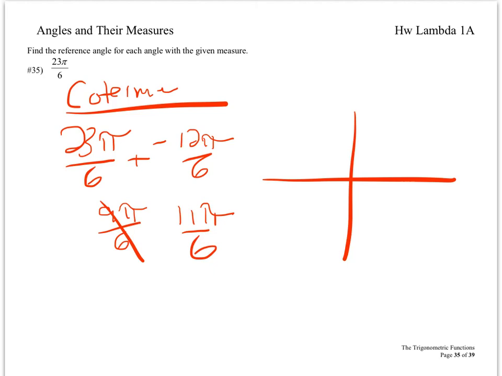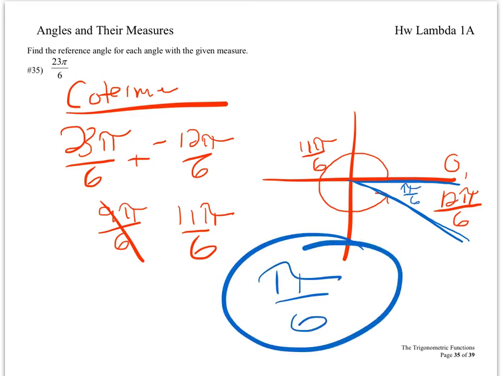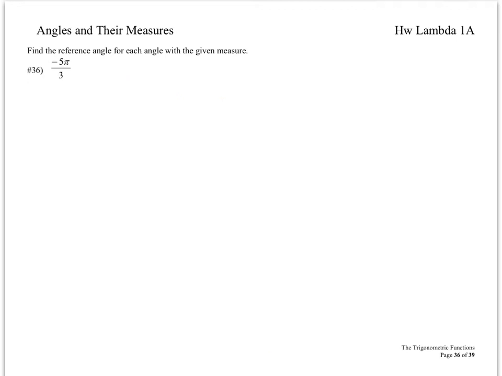11 pi over 6 is almost 12 pi over 6. 12 pi over 6 is the positive x-axis. The reference angle in this case would be this blue angle. So it's 11 pi over 6 to get to that terminal side, and it's 12 pi over 6 to reach the x-axis. So that means the difference between those is pi over 6. Reference angle here is pi over 6.